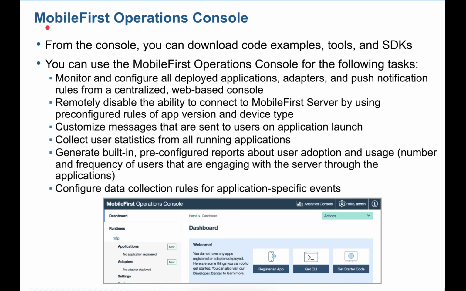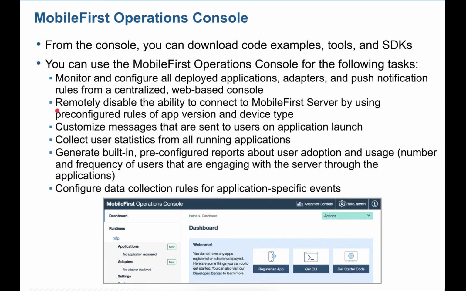Okay, so here we'll see what we will do with the Mobile First operational console. From the console you can download code, examples, tools, SDK, etc. Because if you have already deployed the adapter, you can download those adapters from the operational console as well. Or a sample application you can download from here. So lots of things you can do from here. And yeah, you can use the Mobile First operational console for the following tasks: monitor and configure all the deployed applications, adapters, and push notification roles from a centralized web-based console.